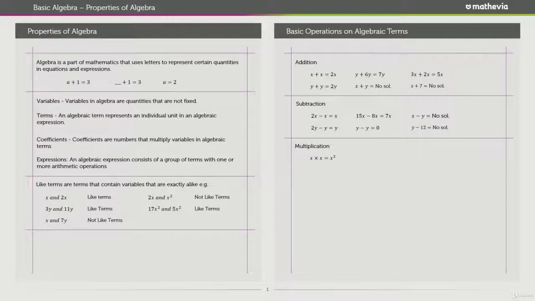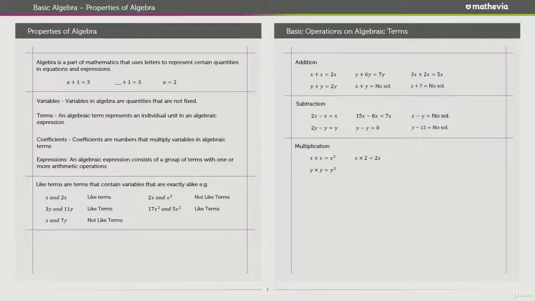Okay, so let's talk now about multiplication. Multiplication is pretty much the easiest operation in algebra because you can multiply pretty much anything. You can actually multiply everything. So x times x is x squared. We write it that way, just like 5 times 5 is 5 squared.